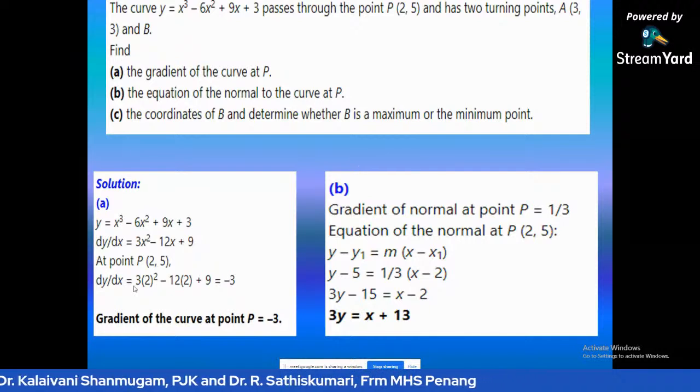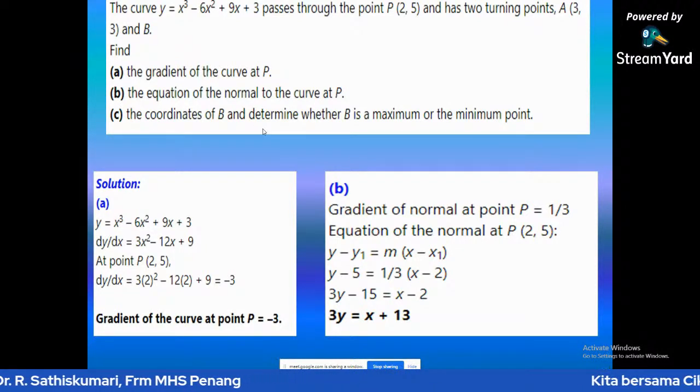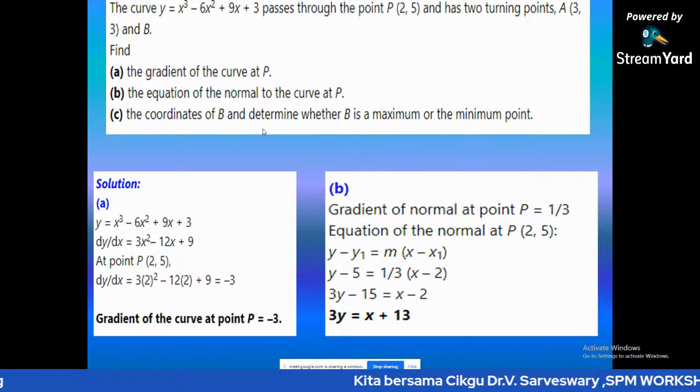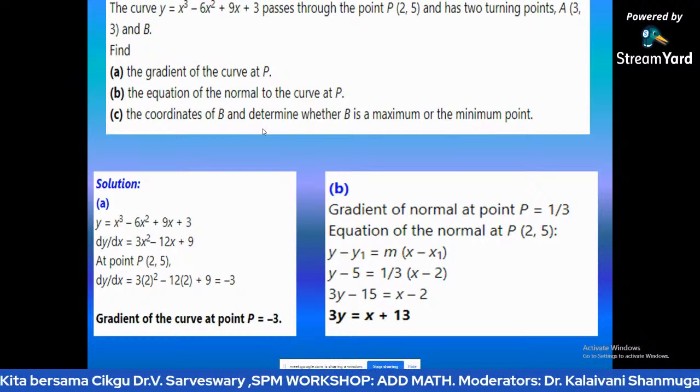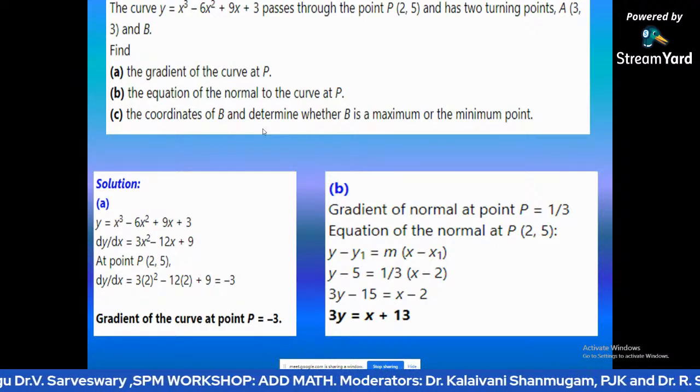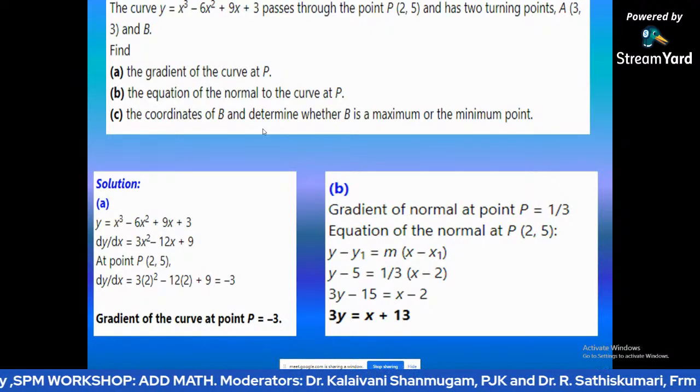Well, now the C part. So this is A, B, C. That means this question is in your paper 2. Paper 2 normally means it will be in section B. So find the coordinates of B and determine whether B is the maximum or the minimum point. So how to find the coordinates of B? Already highlighted just now, right? Has two turning points, A and B.